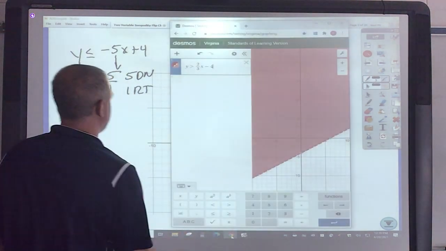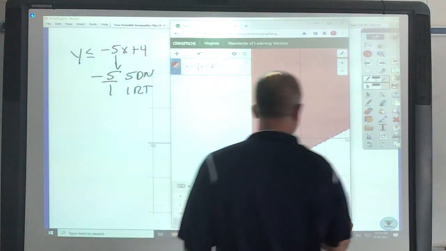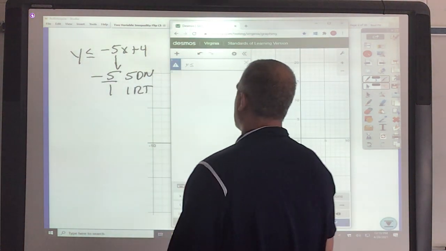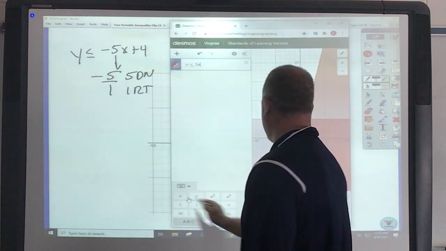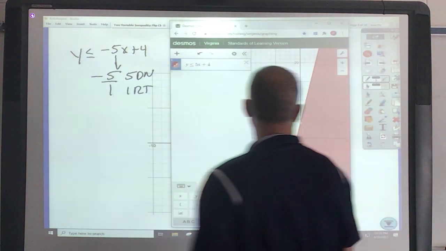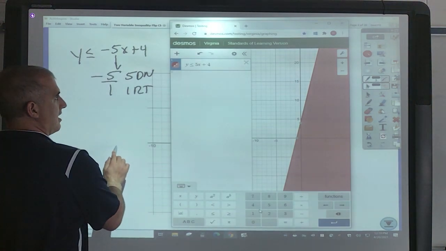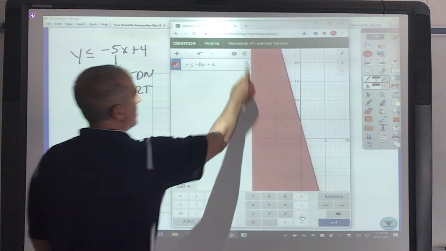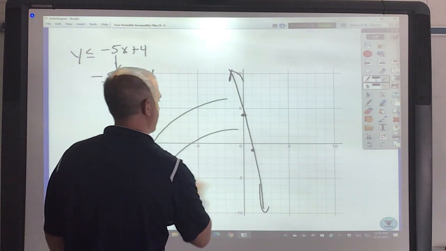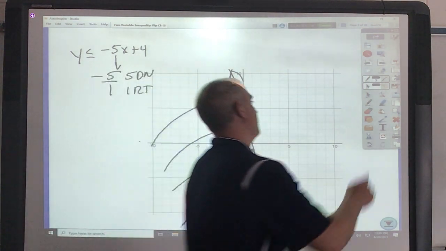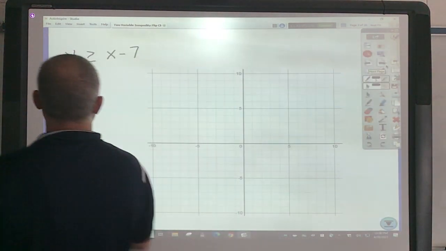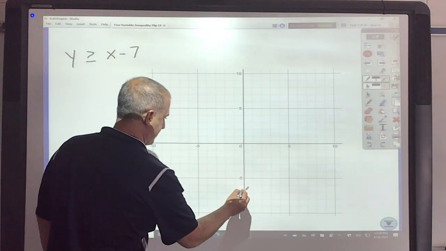Then I'm just back into Desmos, typing in what I see: less than -5x plus 4. As you can see, solid line. Oops, I forgot my negative. Okay, solid line shaded on this side. Let's go to a next one. We've got y is greater than or equal to x minus 7. So -7, this will be there.